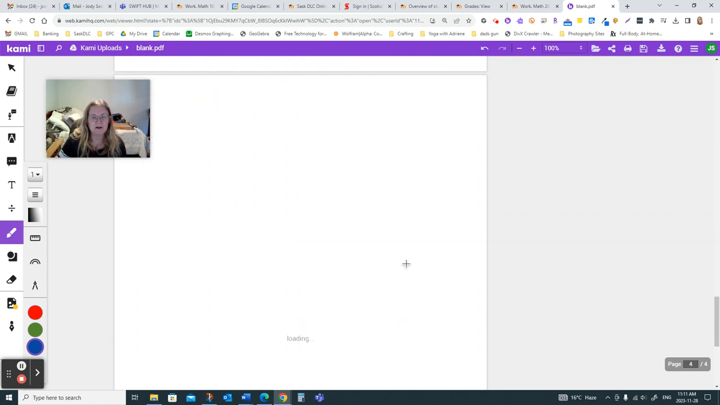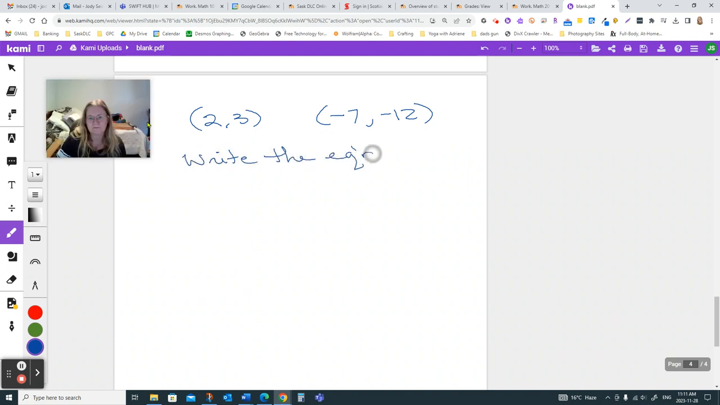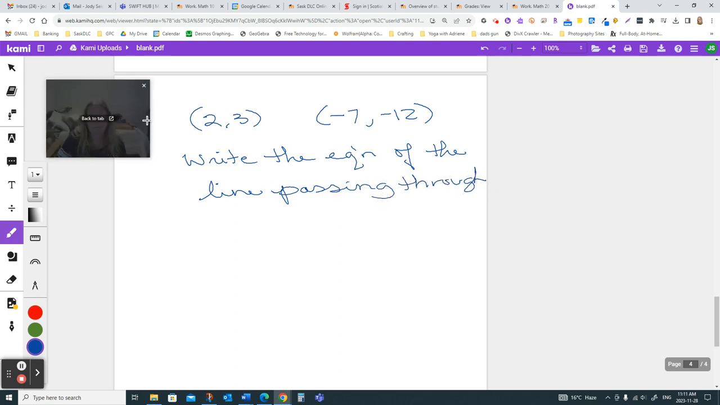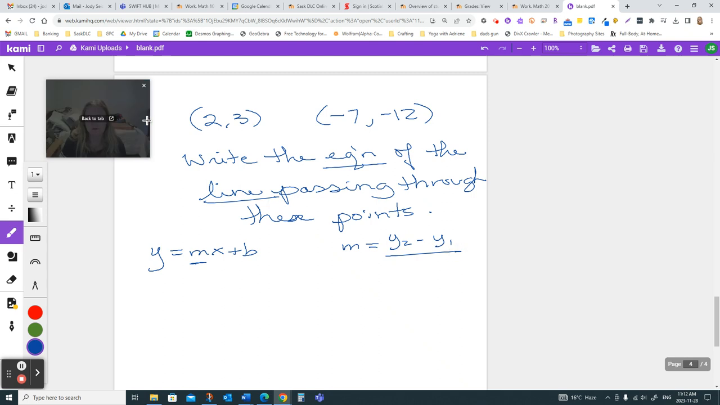What if I say, write the equation of the line that passes through these two points? You see equation of a line, you write down y equals mx plus b. That's what I should see first at the top left space in your work. Now you know you need your slope. So I'm going to go right here and I'm going to say, well, I can find slope because I have two points.